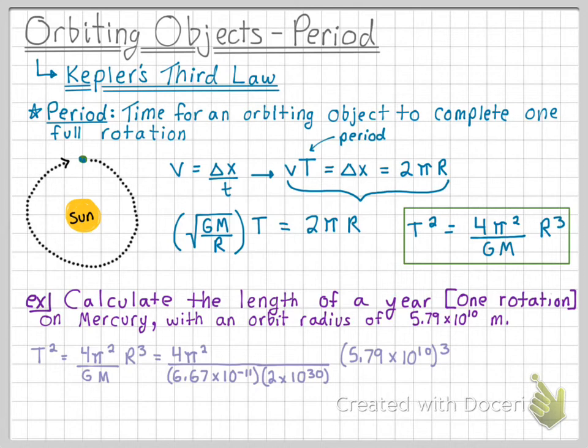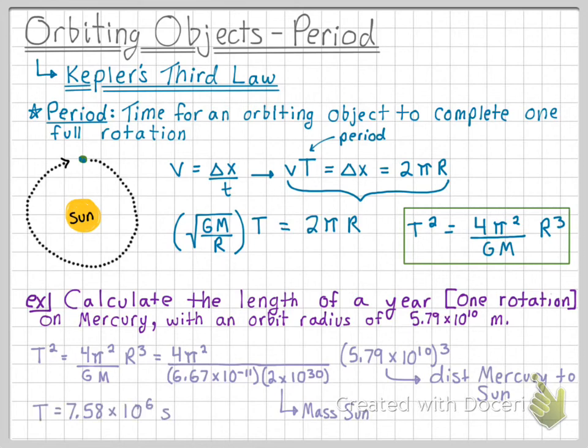Take note that 5.79 times 10 to the 10th is the distance between Mercury and the Sun, because Mercury orbits around the Sun. And 2 times 10 to the 30th is the mass of the Sun. And whenever we have a big M, we always put the bigger mass, or the central object's mass.